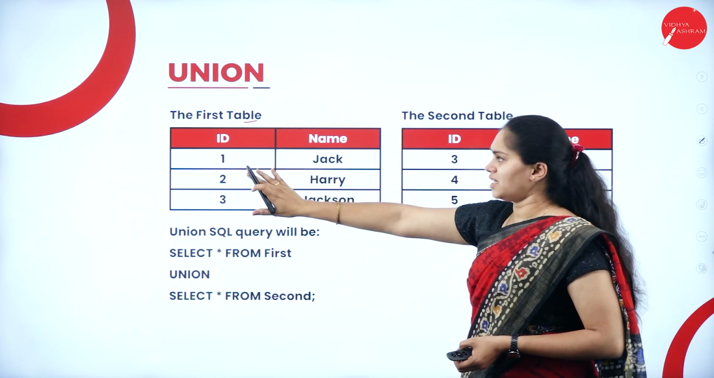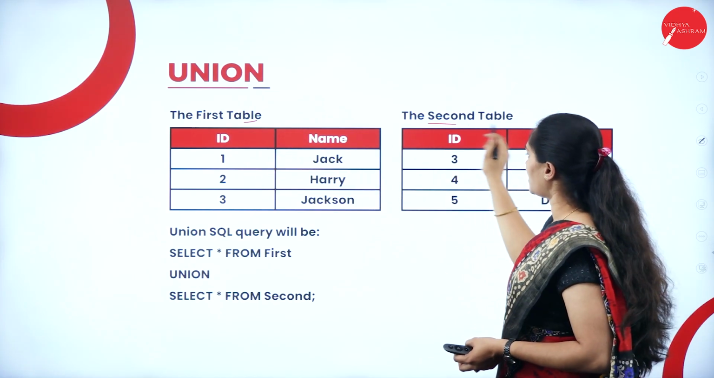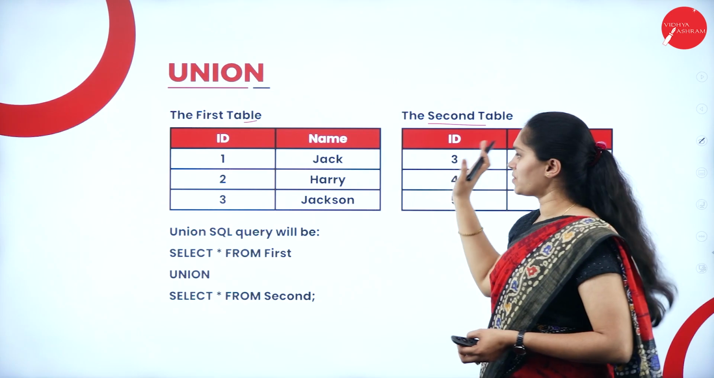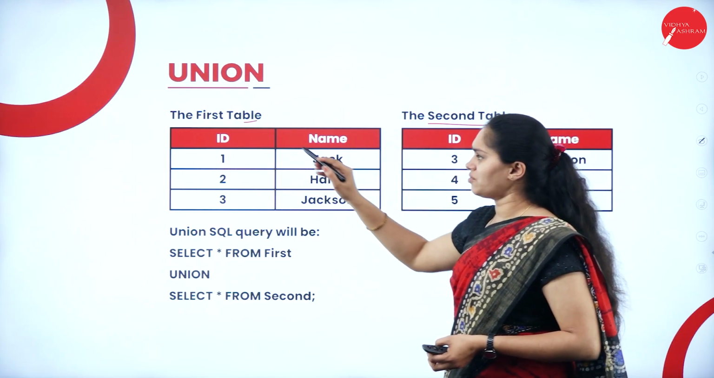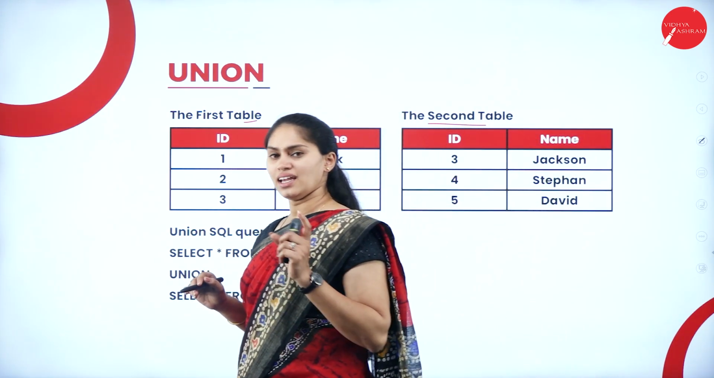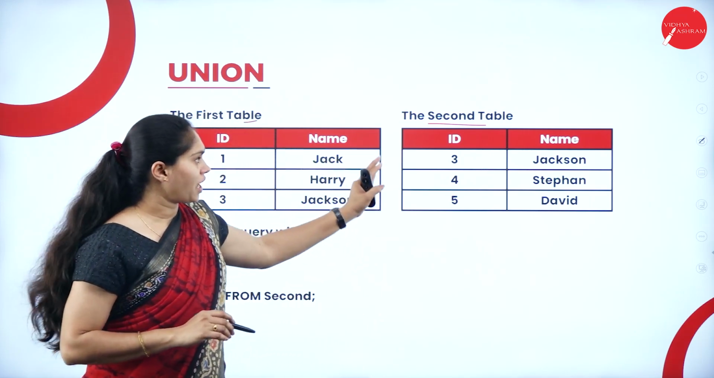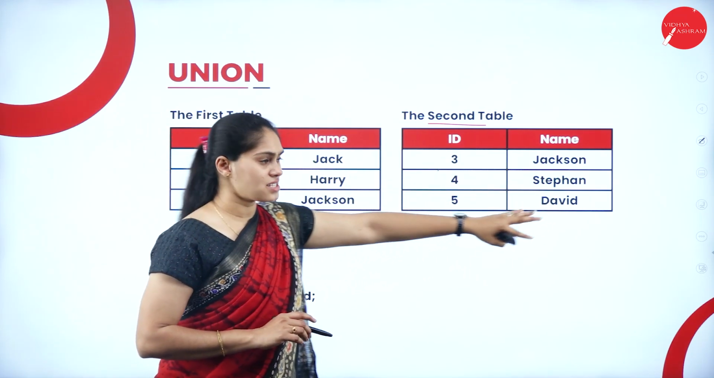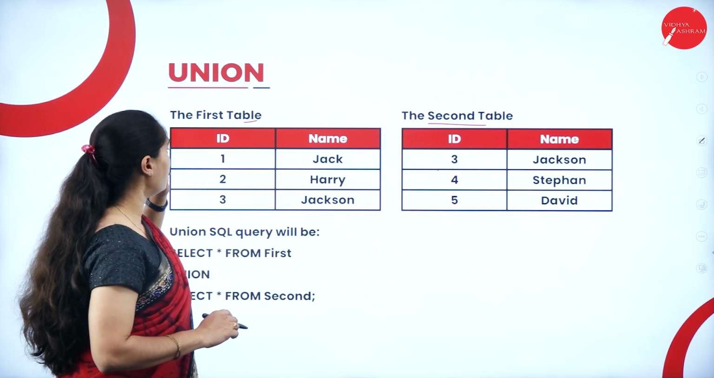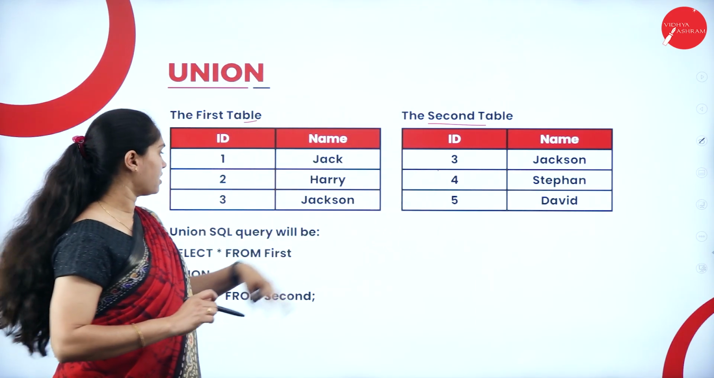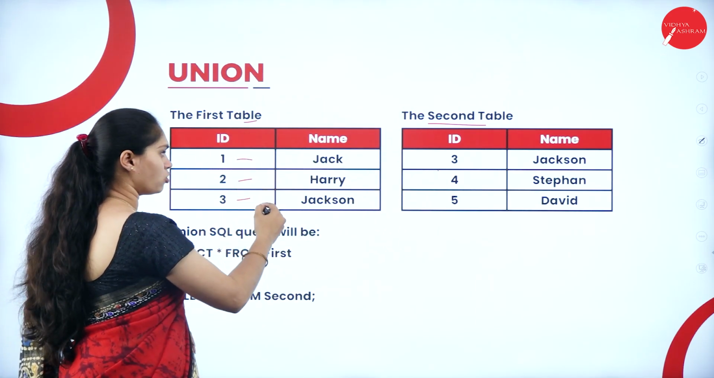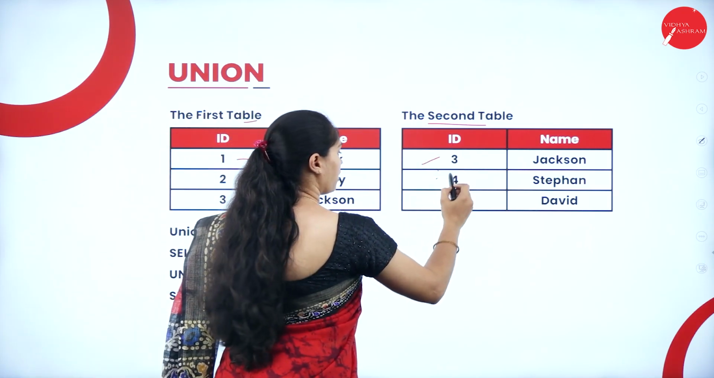Here I have table 1, that is the first table, and we have a second table, right? This is first and this is second. Here we have 2 columns, one is ID and another one is name, and here also we have 2 columns, ID as well as name. If you observe the first table and the second table, here we have 3 values, 1, 2, 3. Here also we have 3, 4, 5.